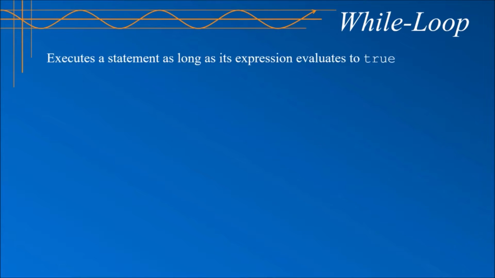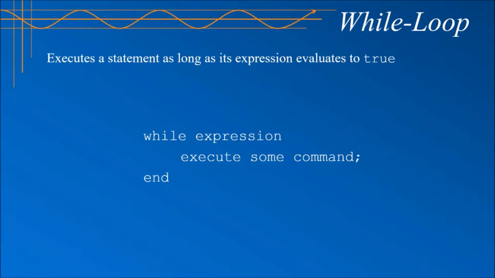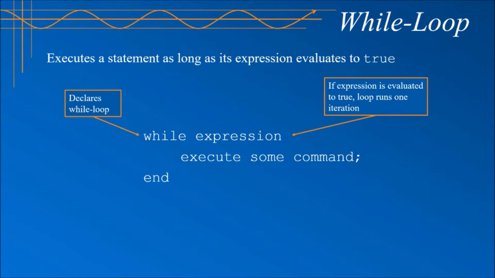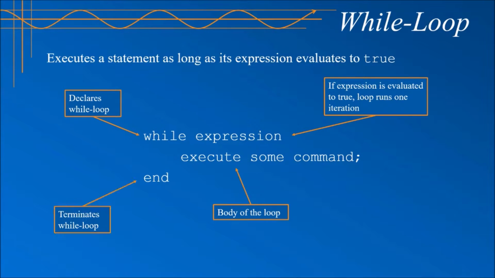Next up we will look at the while loop. This executes a statement as long as its expression evaluates to true. The while keyword declares the while loop. After it comes an expression which gets evaluated, and if evaluated to true, the loop runs one iteration. If still true after that iteration, the loop will run again, and so on until the expression is evaluated to false. The body of the loop can again contain any code that you like, even some other while or for loop. Lastly, we have the end statement again, which indicates that the loop is over.